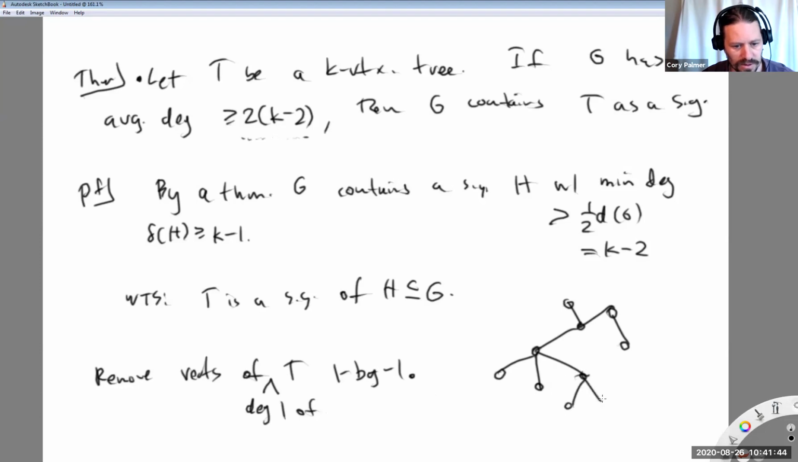That's probably more than I need. And what I'm going to do is remove vertices of degree 1, one by one. So say I start with this vertex. If you have choices, just do it arbitrarily. I'm going to name this V1. That's the first vertex that I'm going to remove.